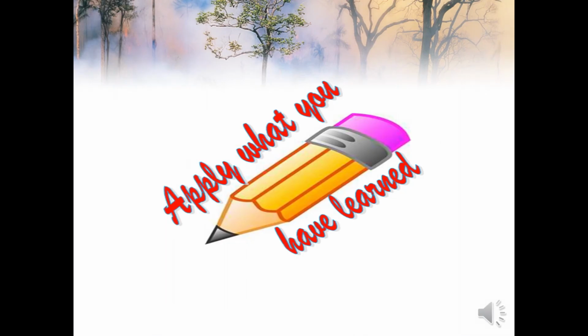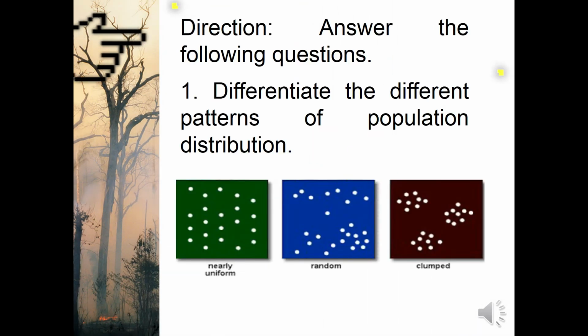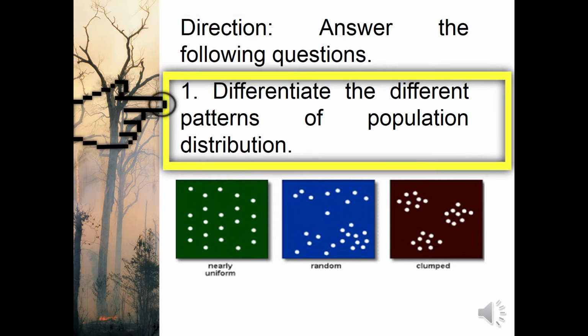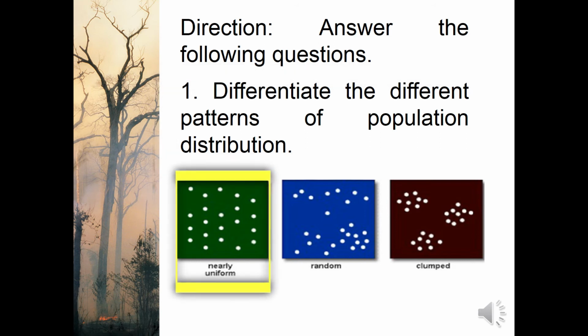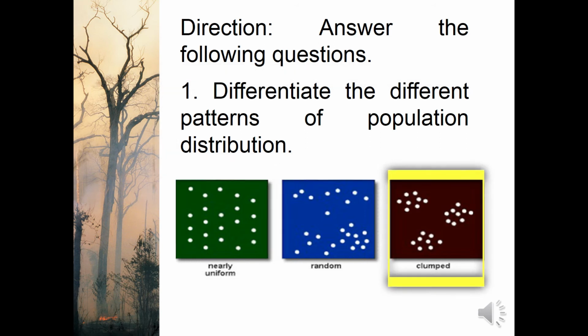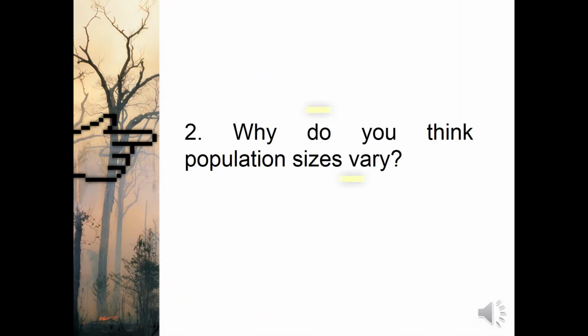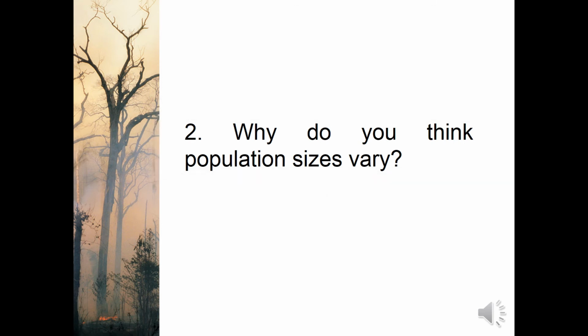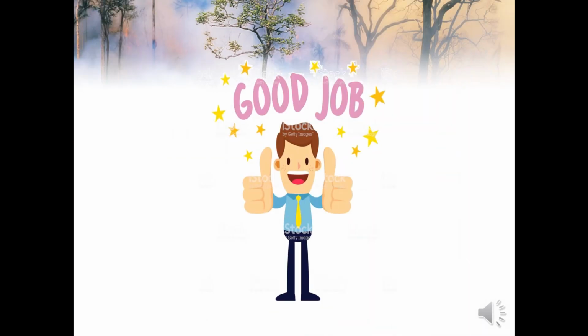At this juncture, class, you are going to apply what you have learned based on the discussions and activities you've conducted a while ago. Redirection. Answer the following questions. 1. Differentiate the different patterns of population distribution: uniform, random, and clumped. Number 2. Why do you think population sizes vary? Once you have finished the task, apply what you have learned.